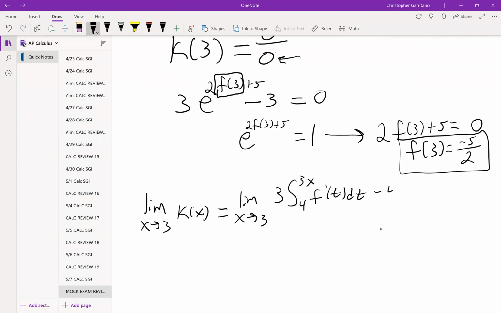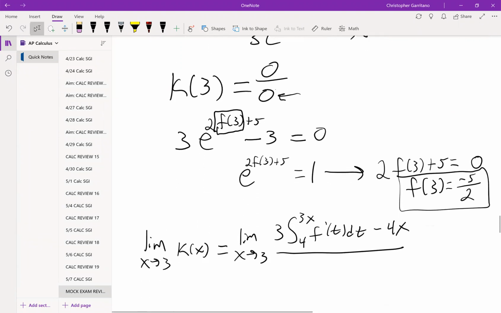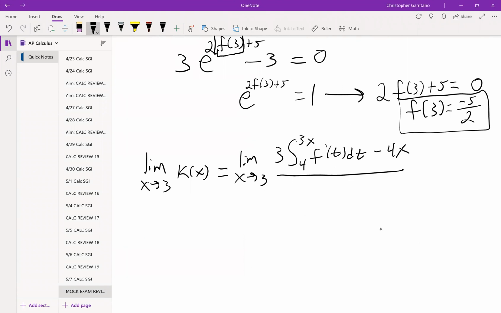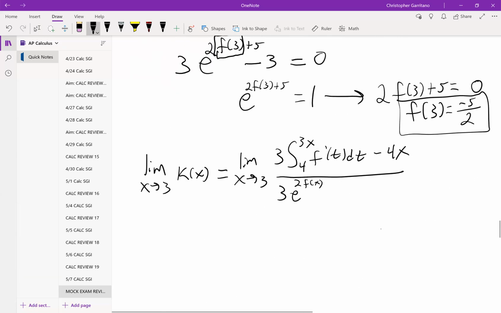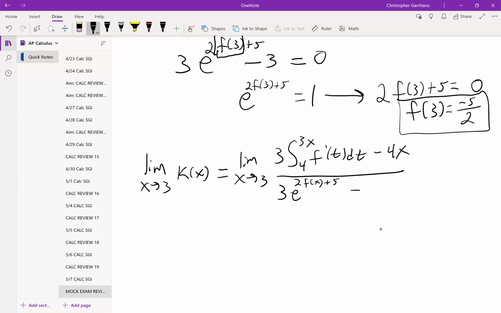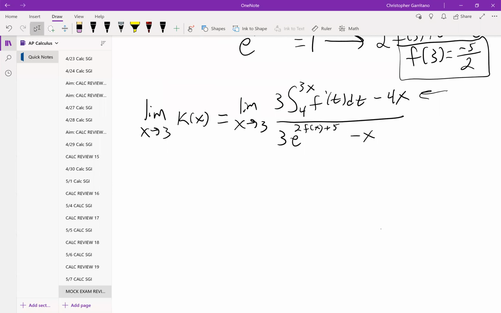Minus 4x over 3e to the 2f of x. Oops. Now, to take the derivative, let's start with the numerator, of course. Take the derivative of the numerator with respect to x.